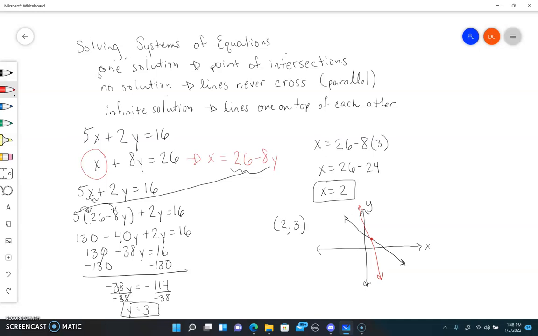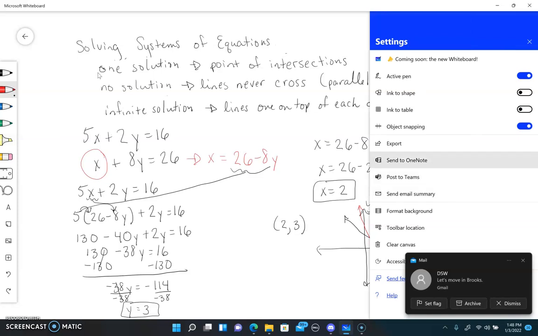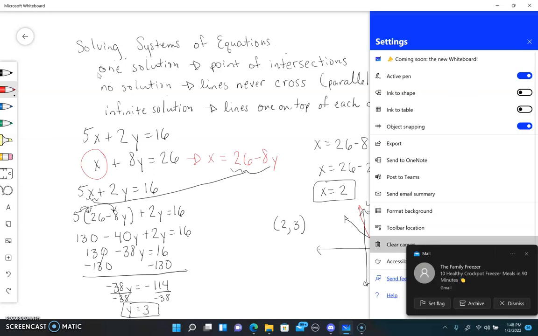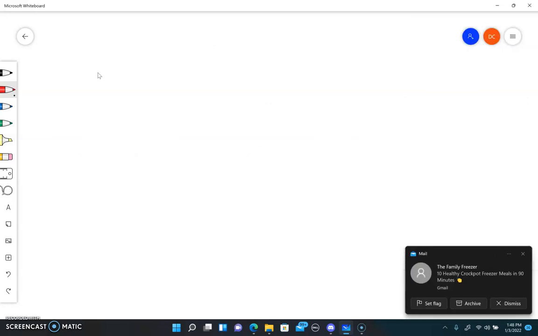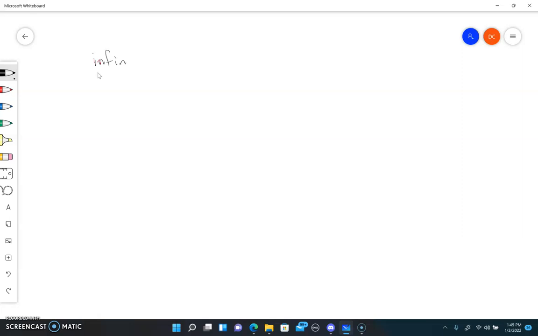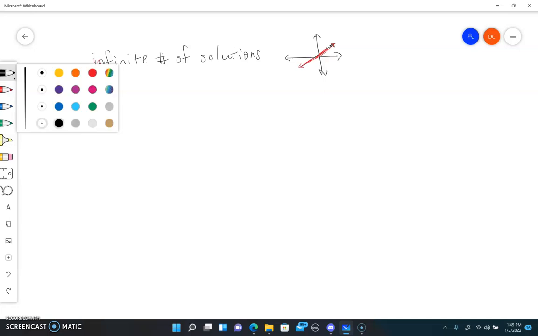Okay, now we'll talk about the next. I'm going to clear the canvas. We're going to talk about the infinite solutions next. Okay, so when we have, oops, I want to go back into black. So an infinite number of solutions. Okay, and like I said, that's going to occur when you have lines that are just one on top of each other. Okay, imagine I drew that exactly on top of the other one and not like I did.